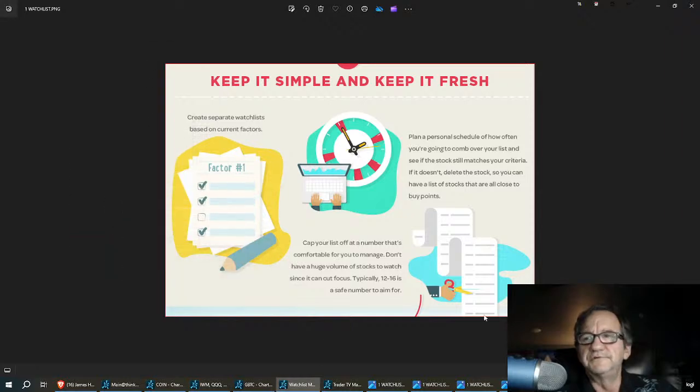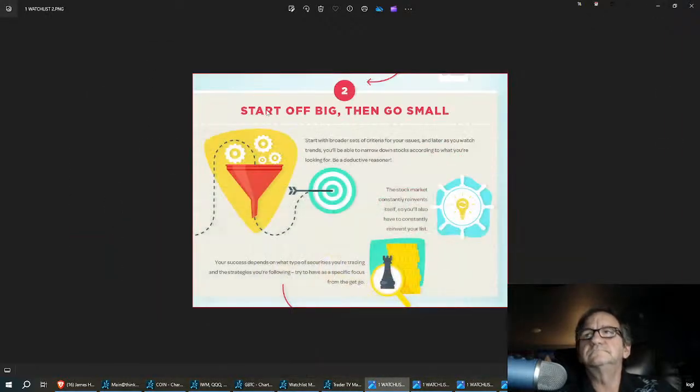So step number 2, start off big and then go small. You want to start off with a broader set of criteria. However your trading strategy is, you want to separate your watch list into different strategies. Like I have a 3 black crows strategy, or I have a 52-week high strategy. I want to start off big, and then I want to thin it out.